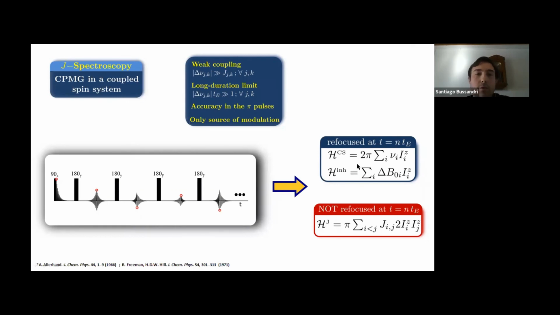In order to have a pure J spectrum, these conditions must be fulfilled. You have to have a strong magnetic field in order to ensure the weak coupling system. The pulse repetition rate must be smaller than the smallest difference of chemical shift. The pi pulses must be set carefully, and the J coupling must be the only source of modulation. Any violation of these four conditions will lead to different consequences. I will no longer be talking about a J spectrum. Instead, we have a spin echo spectrum.